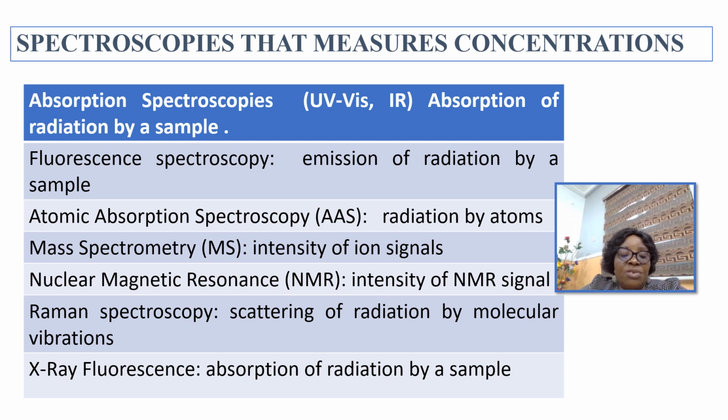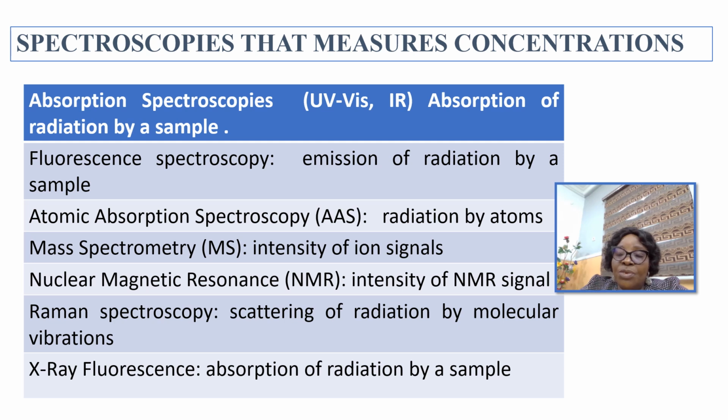Spectroscopies that measure concentrations. We have the absorption spectroscopy, that is the UV-Vis and the IR. They talk about the absorption of radiation by a sample, which is directly proportional to the concentration of the absorbing species. We can use the fluorescence spectroscopy. It measures emission of radiation by a sample, and that is directly proportional to the concentration of the fluorescent species. We also have the atomic absorption spectroscopy, generally known as AAS, which measures the radiation absorbed by atoms, and it is directly proportional to the concentration of the elements.